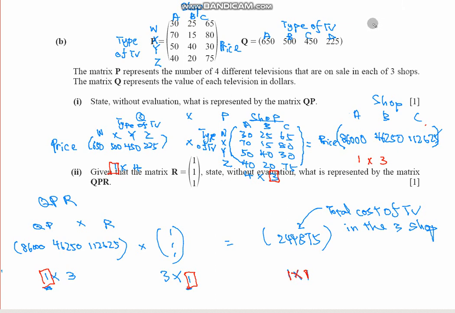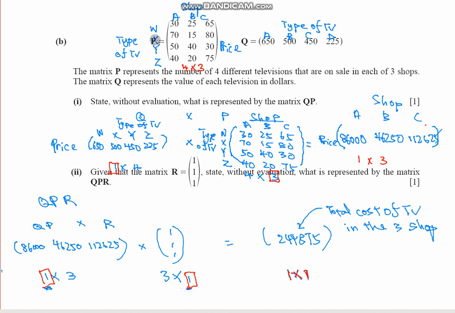Okay, now let's look at this question here. You see that matrix P represents 4 different types of television. You look at it, this is 4 by 3. They are on sale in each of the 3 shops. So obviously, the vertical column is the 3. There are 3 vertical columns, so this will be shops A, B, C.